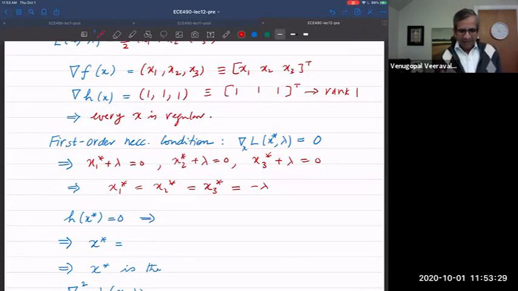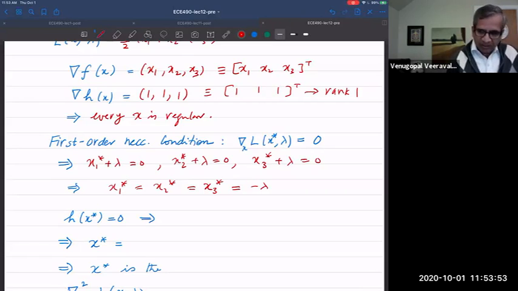And the reason why we have a unique solution in this case is because the gradient of the Lagrangian is linear in both x and lambda. So you have a set of four linear equations in linear constraints. So you get a unique solution, right?